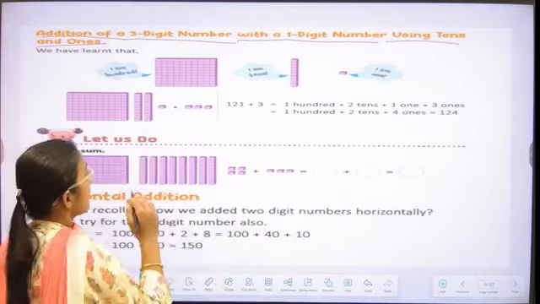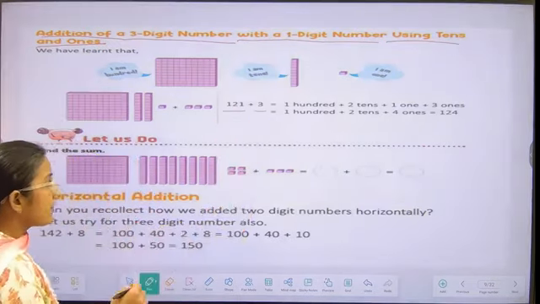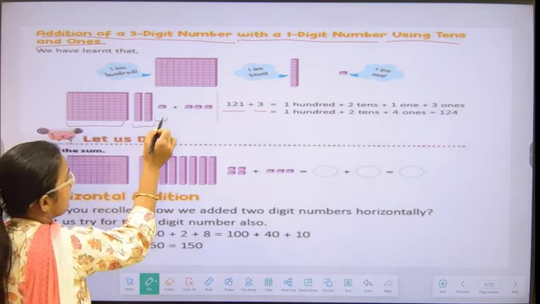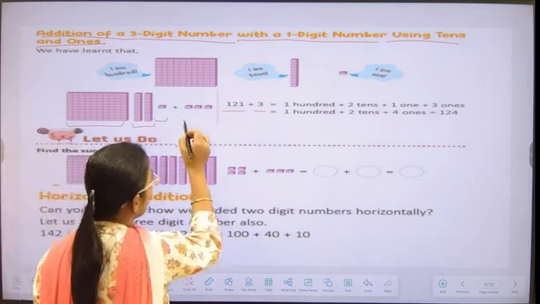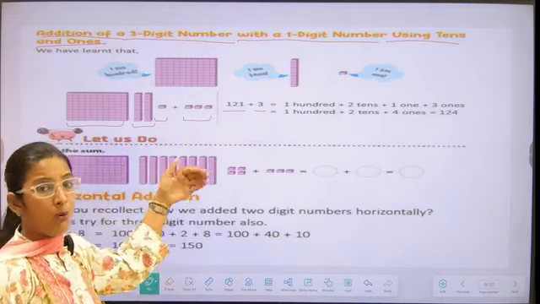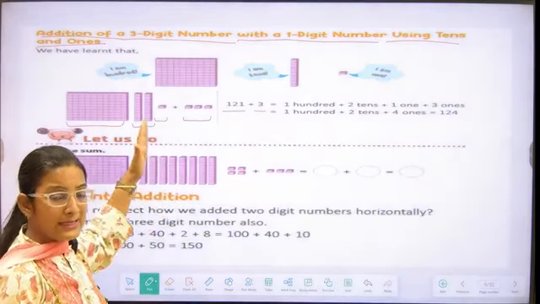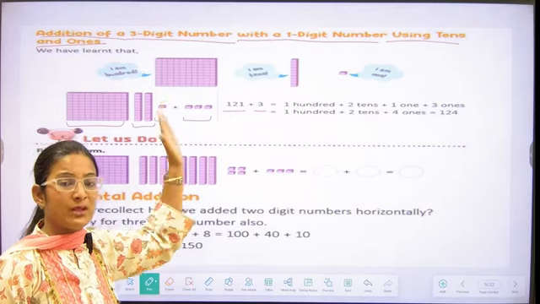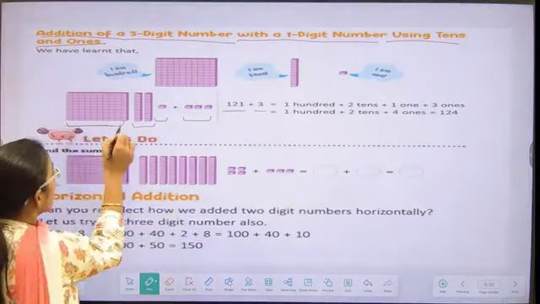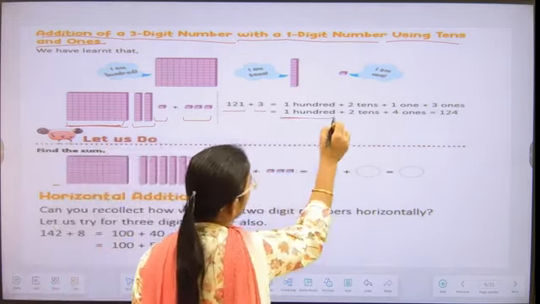So let's see, we have to add 121 with 3. So 121 makes 100, 2 tens, 1 ones. With this we have to add 3. So 3 ones, I am making the 3 ones block. Now what we have to do? 100 blocks will add with 100 blocks. Tens blocks will add with tens blocks. And ones blocks will add with ones blocks, student. So we are having only 100 block. So we can write 100 for this.